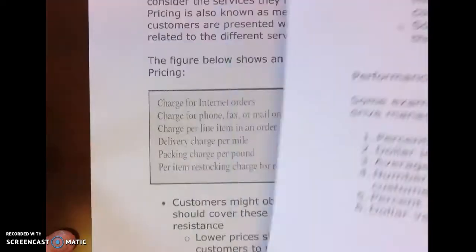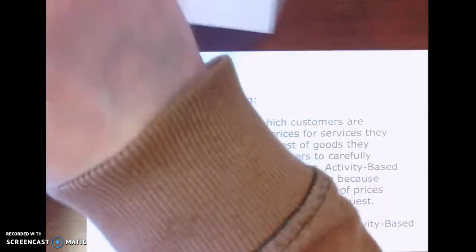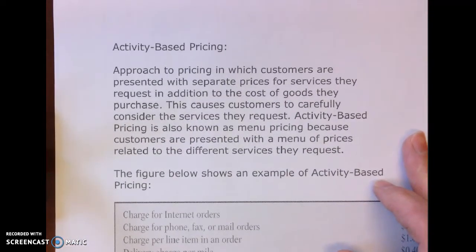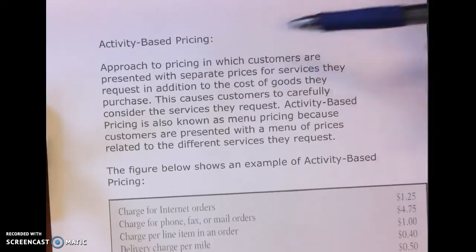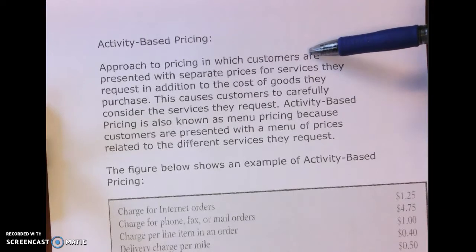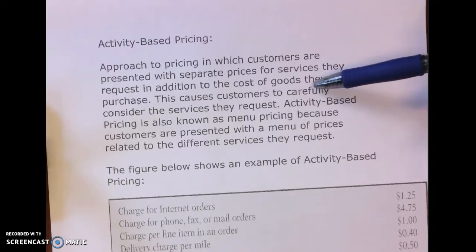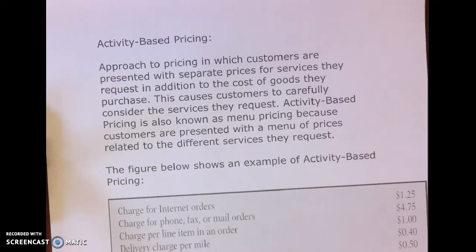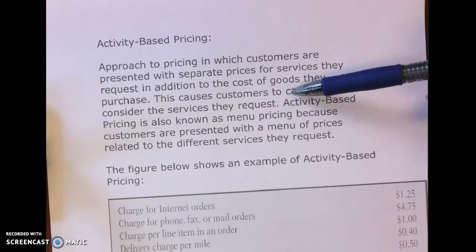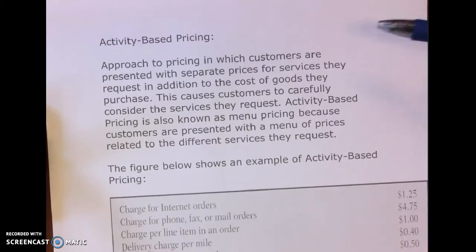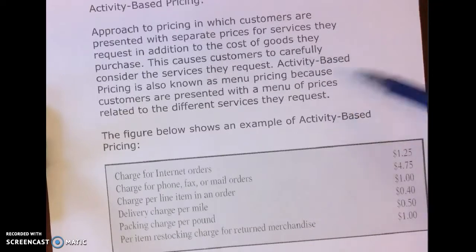And then finally, the last thing that we want to talk about with reference to Chapter 8 is our activity-based pricing. I'm sorry about that, moving some of the papers around. So activity-based pricing would be an approach to pricing in which customers are presented with different prices for services that they request, in addition to the cost of goods sold that they also have to pay. This causes customers to carefully consider the services that they request. Activity-based pricing is also known as menu pricing.